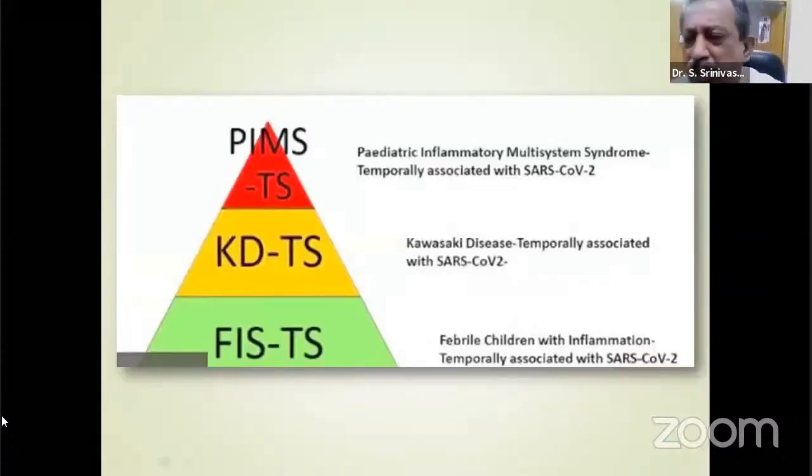This is the most important pyramid we like to see here. So this SARS-CoV-2 virus may be associated with PIMS. It can involve multiple organs and produce an inflammatory syndrome. Or it may be associated with Kawasaki-like disease. Or it may be with FIS, meaning febrile illness syndrome. So this is the FIS-TS.